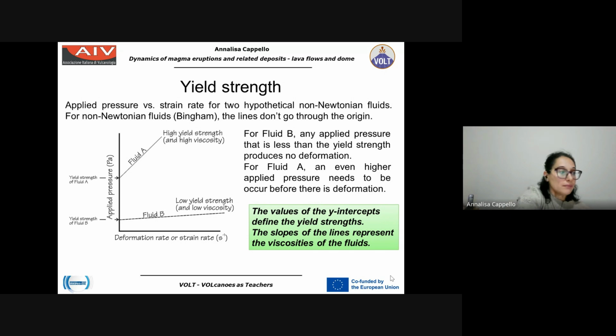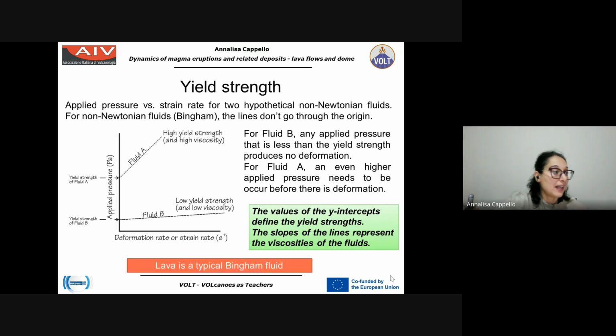Okay, what is lava? Lava is a typical Bingham fluid. So it has a yield strength and a viscosity, which can change depending on the type of lava, as we will see. But we can say that lava is a typical Bingham fluid with a yield strength that is between 100 and 100,000 Pascal.